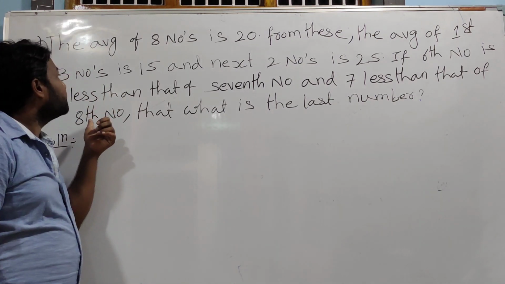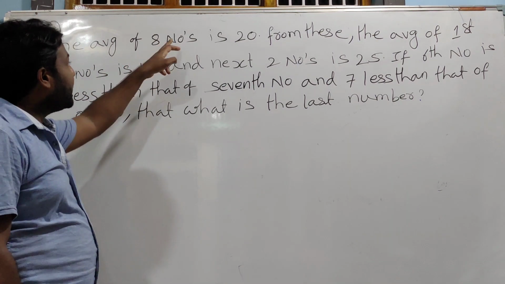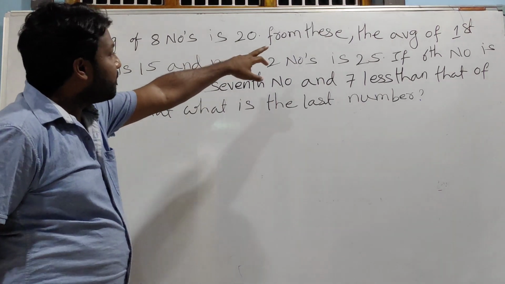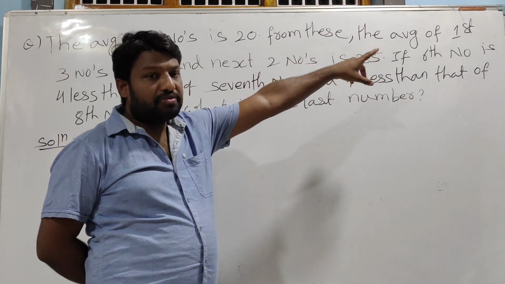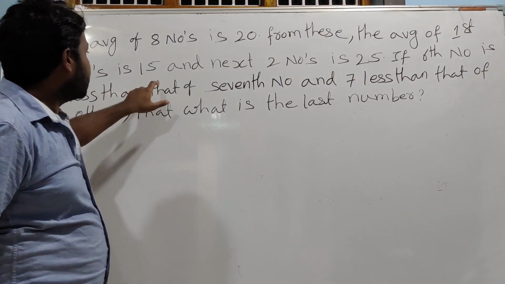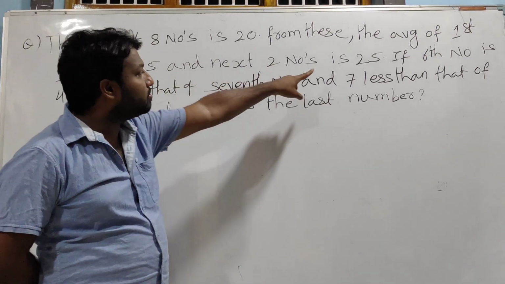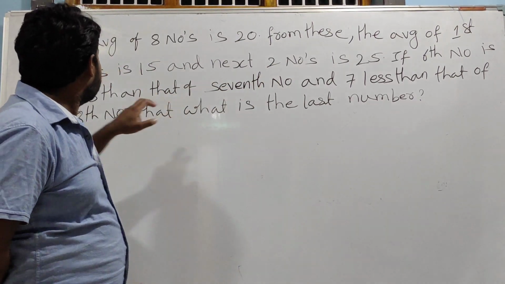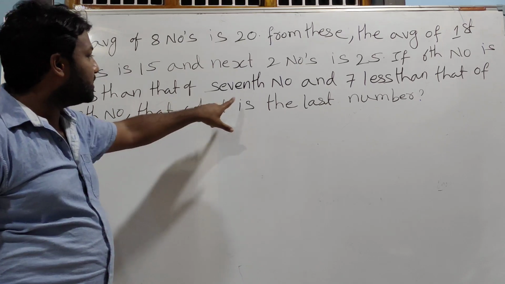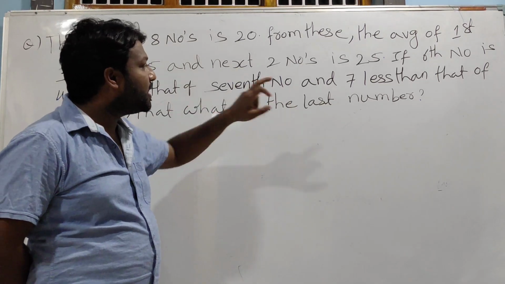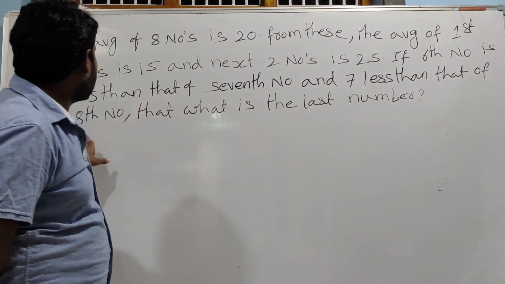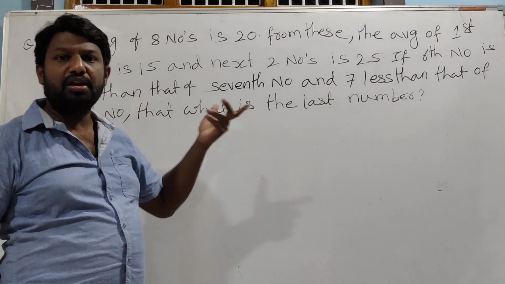Now the question is, the average of 8 numbers is 20. From these numbers, the average of first 3 numbers is 15 and the next 2 numbers is 25. If the sixth number is 4 less than that of 7th number and 7 less than that of 8th number, then what is the last number?